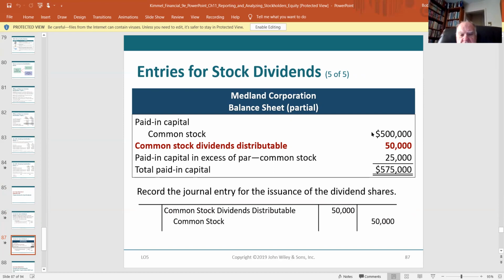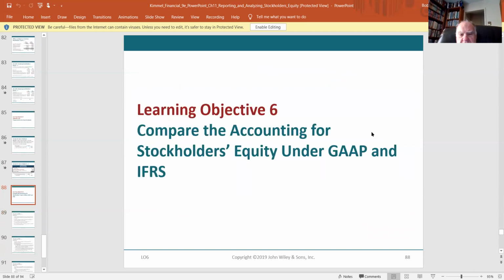Record the journal entry for the issuance of the dividend shares. We debit retained earnings, we credit common stock. And that takes us to the end. We're not going into IFRS at all.